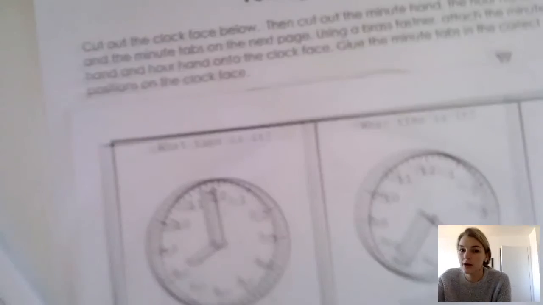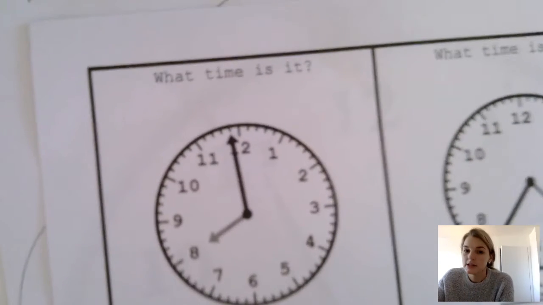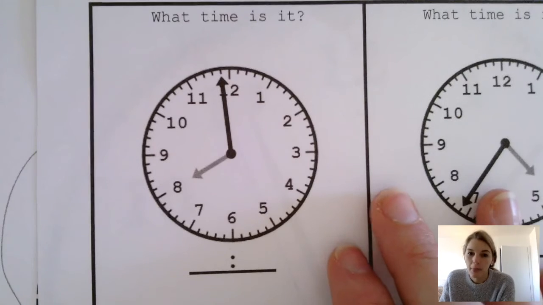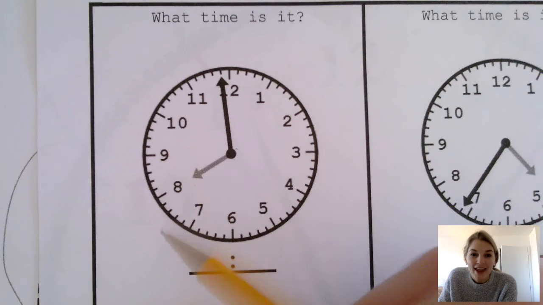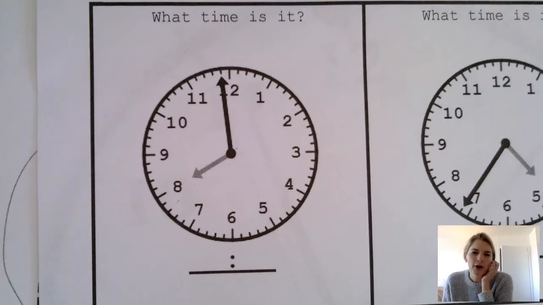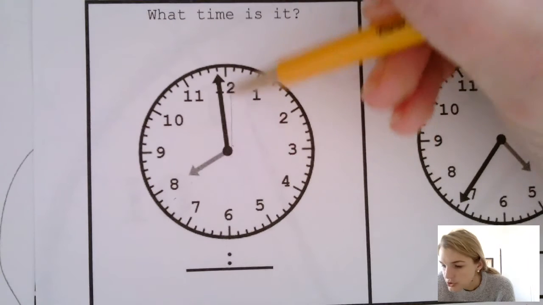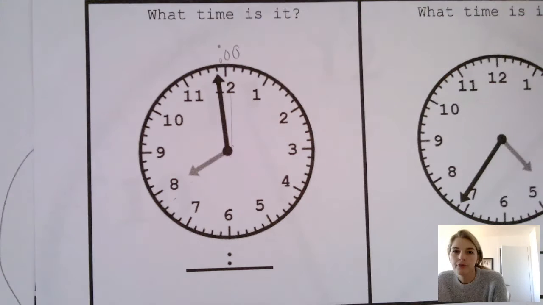So I have a few clocks here. I just want to go over 2 examples with you. Here it says, what time is it? So we're going to take a look at this clock, and we see that this is our hour hand, okay? And I automatically want to write 8. But let's take a look at the minute hand to make sure before we do that. So I know that straight up is 0, 0.